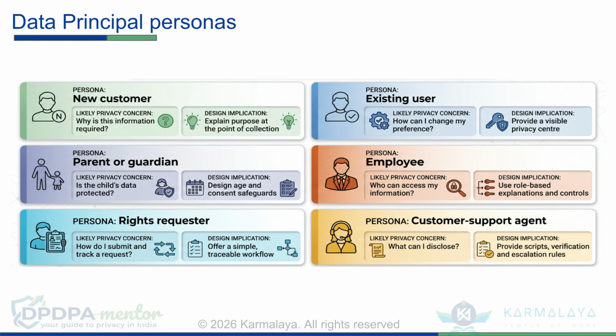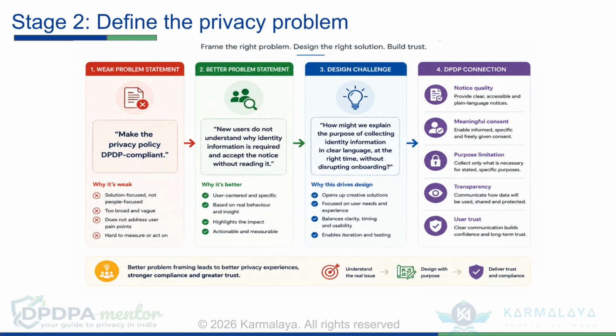The policy may provide the complete legal explanation, but the product and service journeys must also provide relevant, timely, and understandable information. A good problem statement is specific and evidence-based. "Make the privacy policy compliant" is too broad. It does not tell the team who is experiencing the problem, what is going wrong, or what success would look like. A better statement identifies the user, the difficulty, and the context.